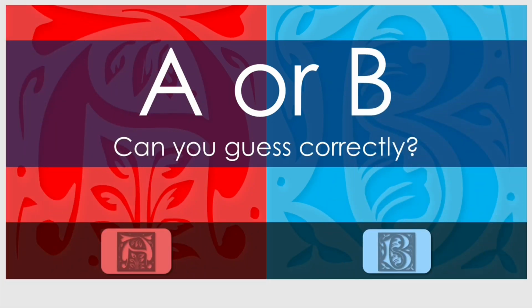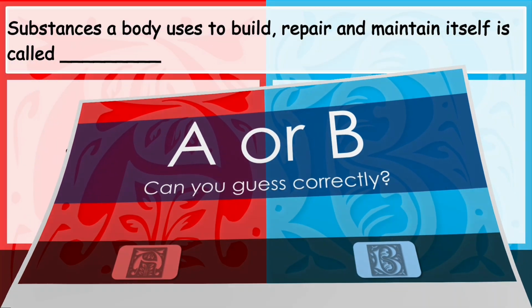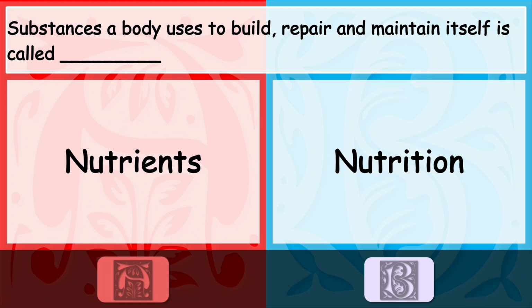A or B? Okay, I'm going to ask you something and give you 2 choices. You will choose which one is correct. Try to guess it correctly. Substances a body uses to build, repair and maintain itself, it's called what? Is it A, nutrients, or B, nutrition? Nutrients. Yes, it is nutrients, because nutrition is the process, right?